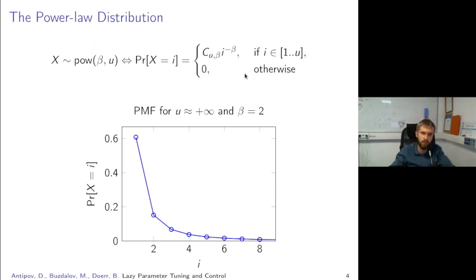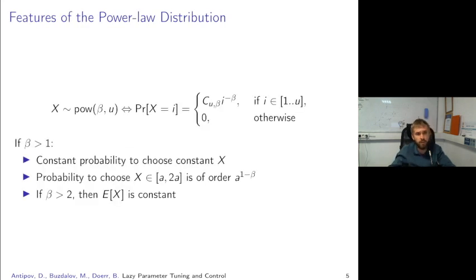This is a distribution where we choose a random variable from the interval from 1 to u, where u is the upper bound, a parameter of the distribution. The probability to choose the random variable equal to i is proportional to i to the power of minus beta, where beta is a parameter of the distribution called the exponent of the power law distribution. Here you can see an example of the PMF for a very large u, and beta equal to 2.